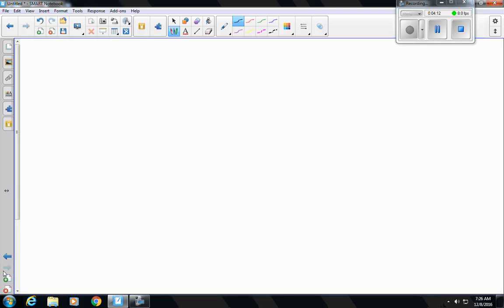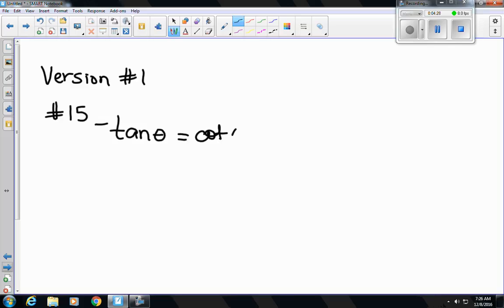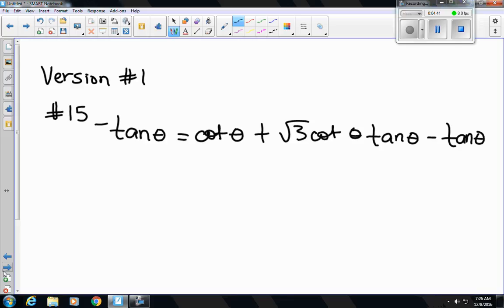Let's look at number 15, because this is the one that seemed to cause the most problems. Version number 1, problem number 15. Negative tangent of theta equals cotangent of theta plus root 3 cotangent of theta tangent of theta minus tangent of theta. What do you want to do on this one?